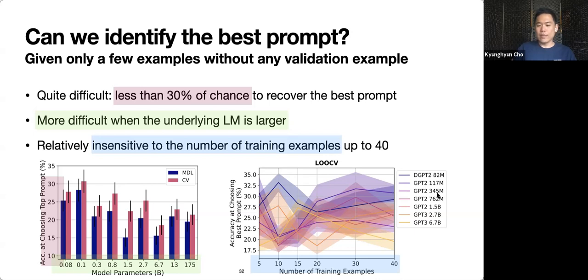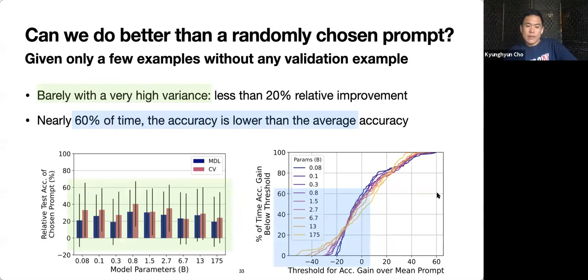And what we saw is that using more examples did not actually help us find the best prompt that was identified using a very large validation set. So that's not great news, but let's continue with the second question. Can we do better than a randomly chosen prompt? Again, given only a few examples without any validation examples.